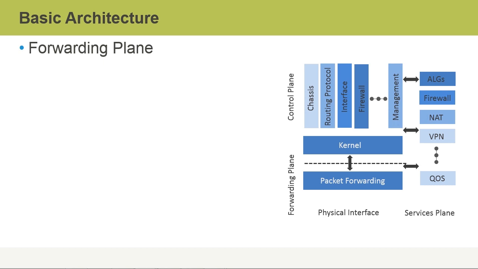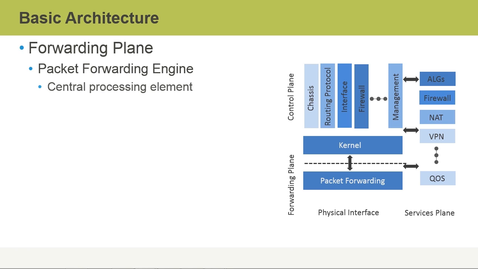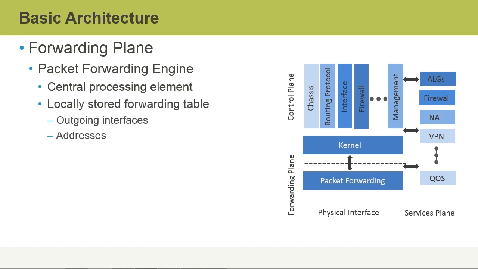On the forwarding plane, the packet forwarding engine does what it does, and that is to efficiently move data packets in and out of the device, that is the router, switch, or security gateway, so the PFE could be considered the central processing element on the forwarding plane. There is also a locally stored forwarding table that the packet forwarding engine uses.